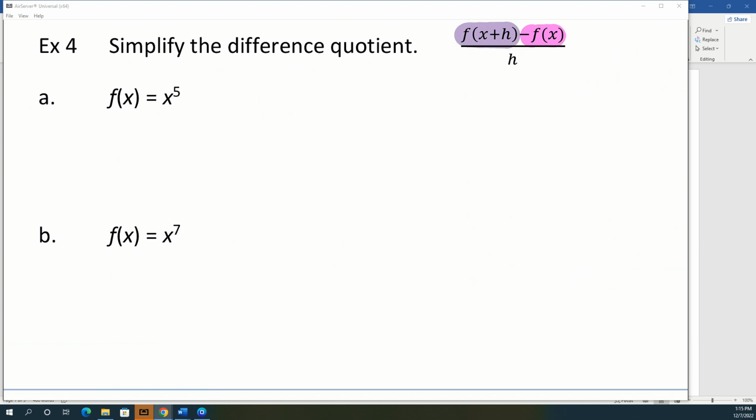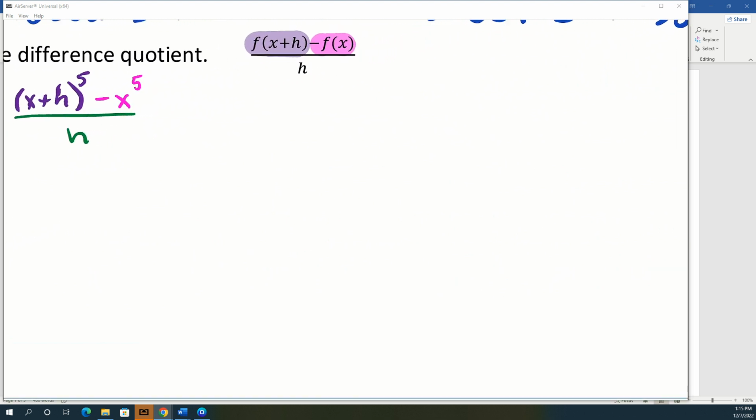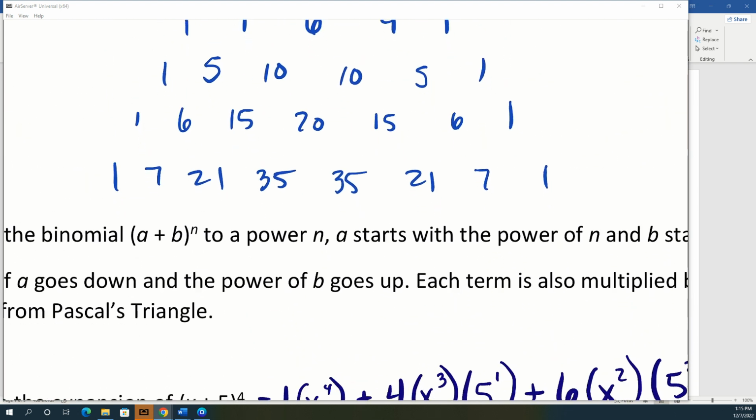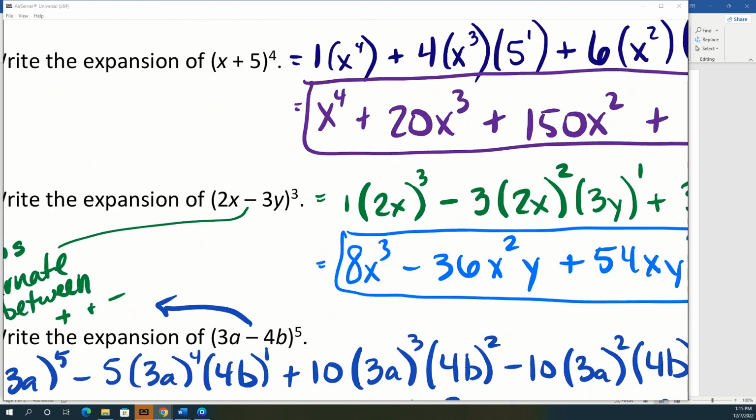All right, so I am going to start with f of x plus h. That's going to be x plus h raised to the fifth. Then I'm going to subtract the original function, which is x to the fifth, from that and divide by h. Now, when we learned this at the beginning of the year, we didn't know how to do binomial expansion, so we didn't do powers over 2, but we can do that now. So we're going to use Pascal's triangle. We're going to use the row that has 5 as the second number to raise this to the fifth power.